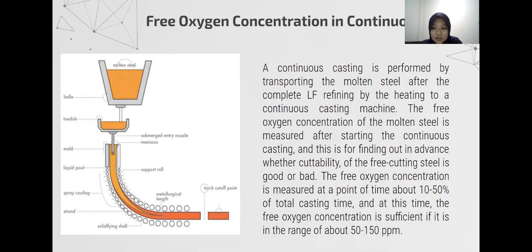If the free oxygen concentration is measured when the casting time is less than about 10%, it is difficult to obtain an accurate free oxygen concentration due to effects of tundish refractories or tundish insulation materials. If measured when the casting time is more than about 50%, it is disadvantageous because the opportunity to control oxygen is lost. Also, when the measured free oxygen concentration is less than about 50 ppm, cuttability is relatively poor according to experiments. On the other hand, when the concentration is more than 150 ppm, it is not good because pinholes and blowholes in the long product are somewhat increased.